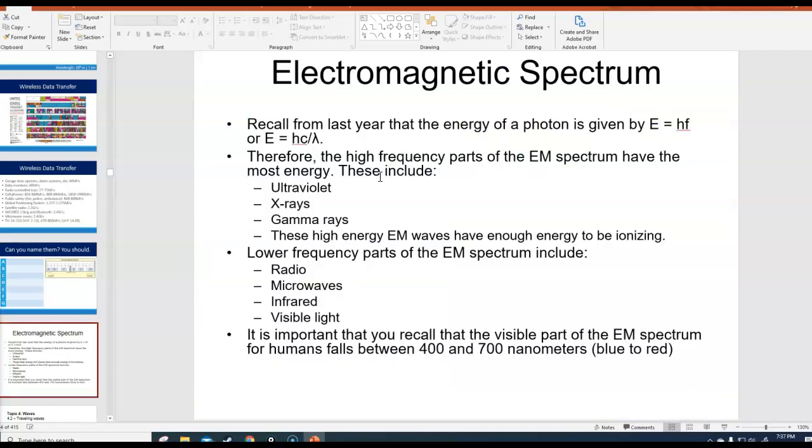Not that you need to use this equation for this unit, but I do want to remind you that the energy of a photon is given by the equation E equals hf, Planck's constant times the frequency, which basically means that photons with a higher frequency have a higher energy. Which is why the parts of the EM spectrum with the highest frequency have the most energy and therefore tend to be ionizing and therefore harmful to humans.